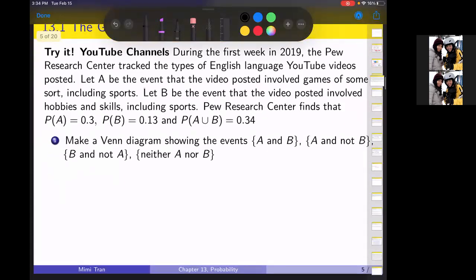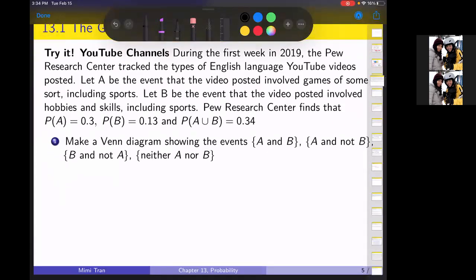We do this together. During the first week of 2019, the Pew Research Center, a very reputable organization, tracked the types of English language YouTube videos posted. Let A be the event that the video posted involves games of some sort, including sport, and B be the event that the video posted involves hobbies and skills, including sport. Pew Research Center finds that P(A) is 30%, P(B) is 13%, and P(A or B) is 34%. They want you to come up with the Venn diagram that shows all of these events.